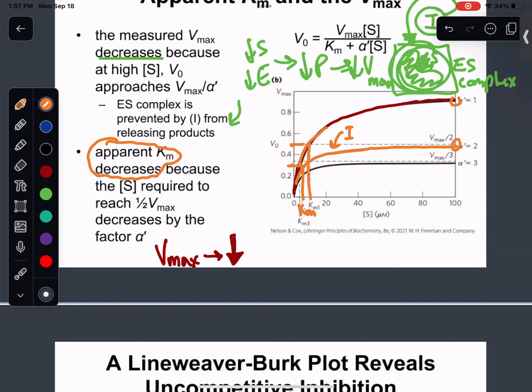Alpha prime would only be applicable in this situation. In uncompetitive inhibitors, you wouldn't see that. You wouldn't see that in competitive inhibitors. Where was it? Over here. In competitive inhibition, you'd only see the alpha up here in front of the Km. Makes sense. Thank you. I wanted to make sure I'm picking up the correct patterns.